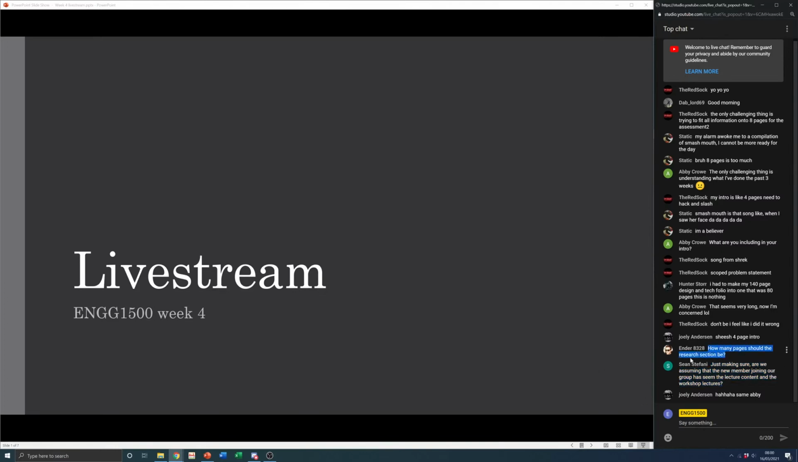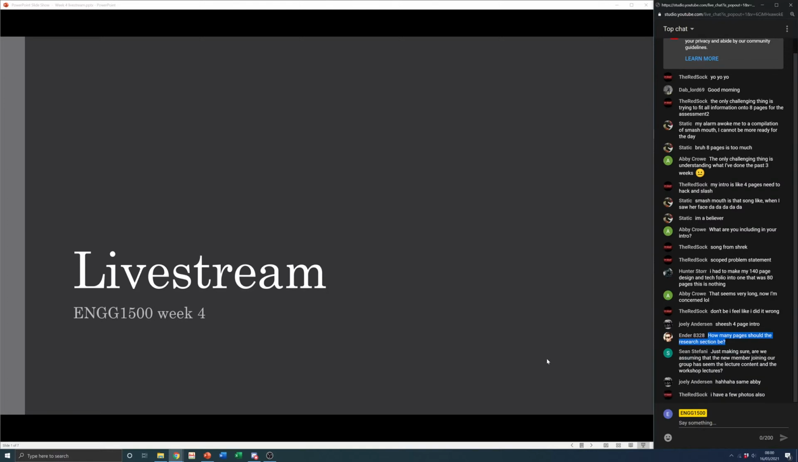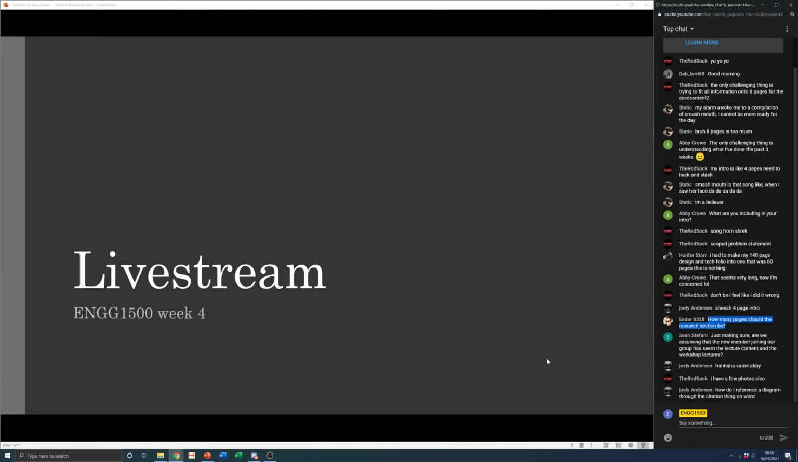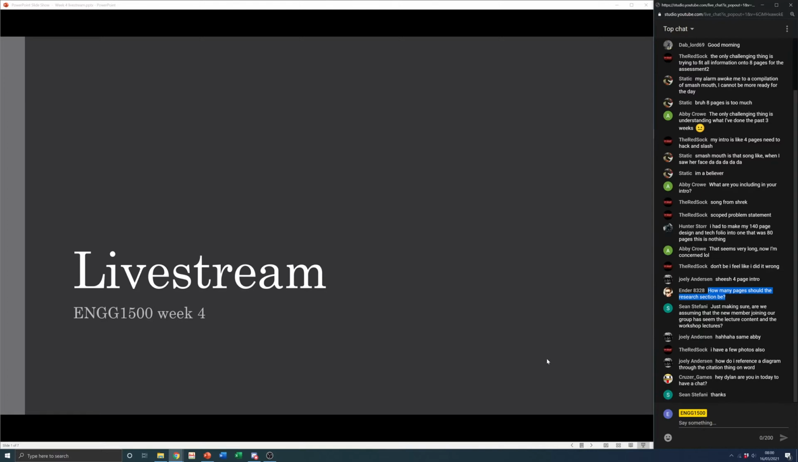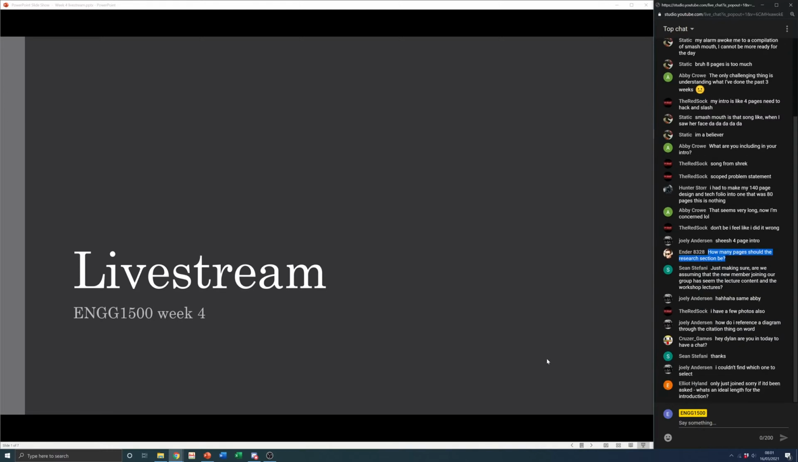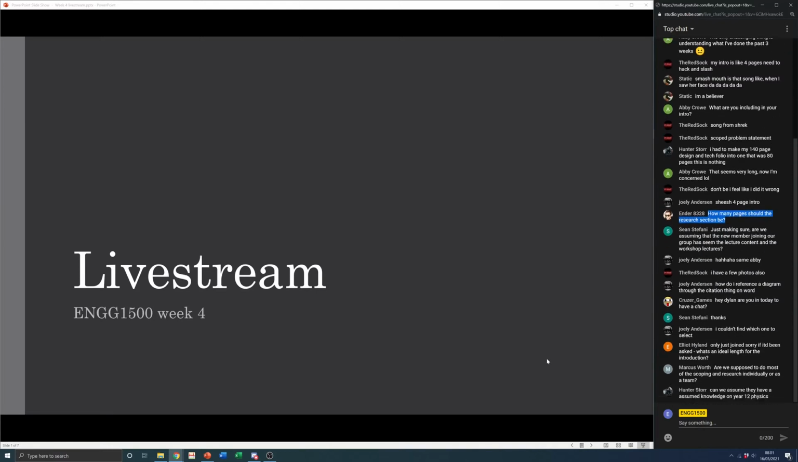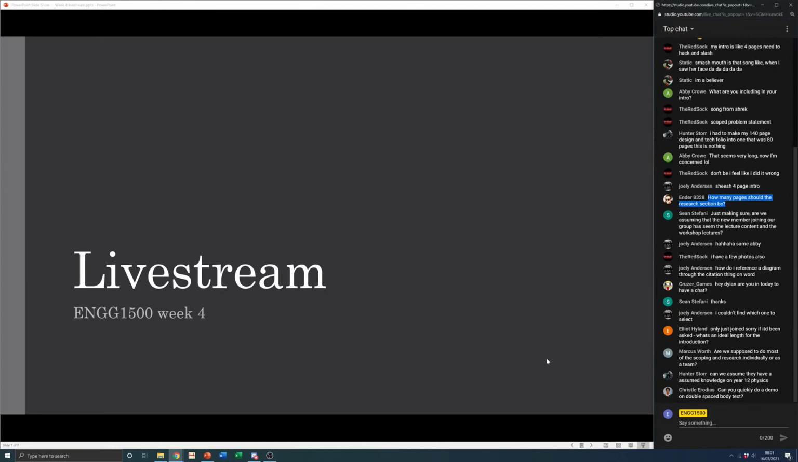How many pages should the research section be? That depends on how you break it up. You might have a fairly long introduction and research section, which then allows your other sections to be quite short. Or you can go the other way and have fairly short intros and explain the other concepts as you go. It depends on your project, on what work you're doing, and what writing style you have. So it's really hard to answer that question.